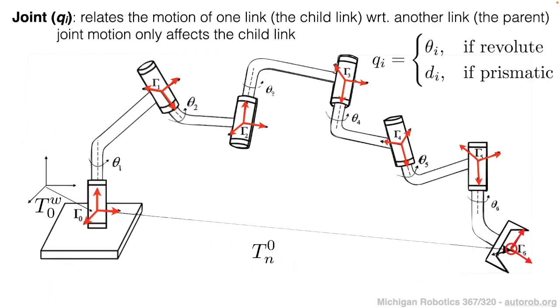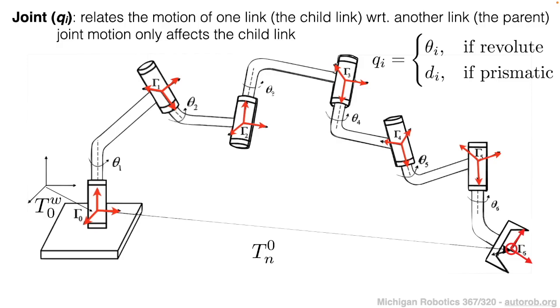And so in addition to this, we have then a joint for connecting each of these pairs of links. And this joint is what relates the motion of one link with respect to another link. So we have in this serial chain robot framework what we call a child link of each joint and a parent link of each joint, where the joint motion only affects the child link for each joint.